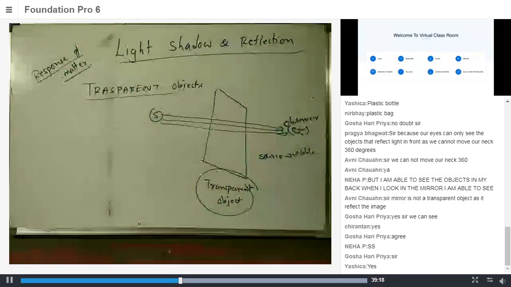See, there is a source, there is a transparent object between the source and observer, and we have answered that the observer can see the source. That was the first question, and all of you answered it. My next question, for which the poll is, is the transparent object visible to the observer?